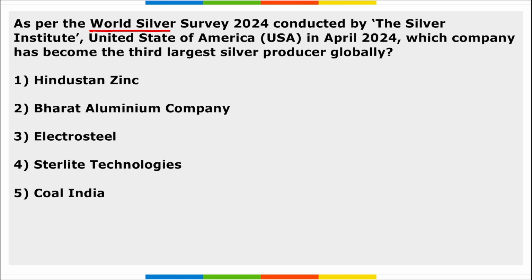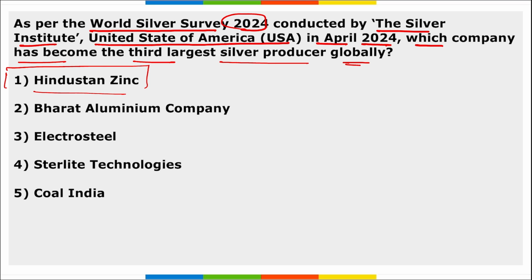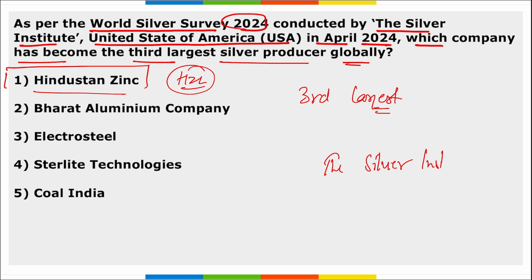Next, as per the World Silver Survey 24 conducted by the Silver Institute of the United States of America in April 24, which company has become the 3rd largest silver producer globally? It is our Hindustan Zinc, HZL, that is Hindustan Zinc Limited. It is a Vedanta Group company, and now they have become the 3rd largest silver producer globally, as per the World Silver Survey report released by the Silver Institute.